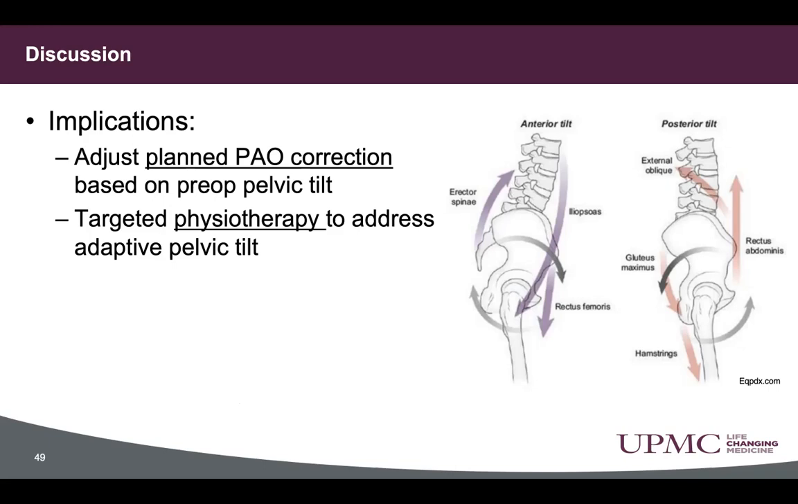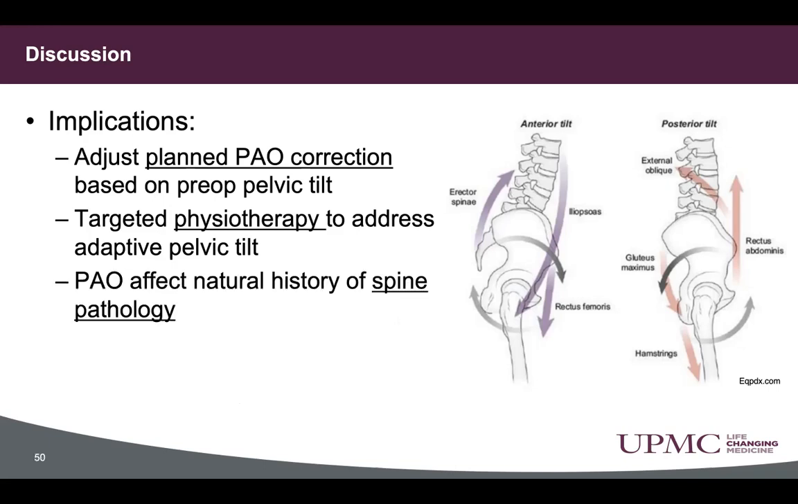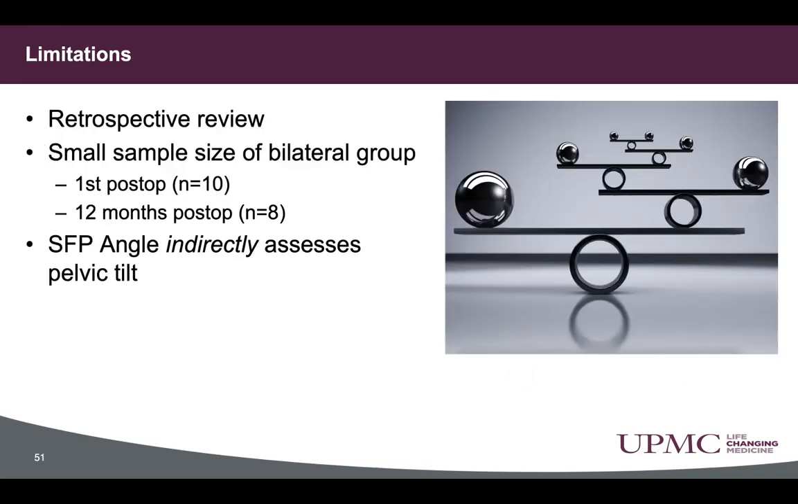Furthermore, if patients have maladaptive changes in their pelvic tilt, then they may respond to targeted physiotherapy to address these changes. Finally, if patients are changing their spinal pelvic alignment and putting more loads through their lumbar spine, then the PAO may affect the natural history of spine pathology that these patients would develop years later. Limitations of this study include that it's a retrospective review. There's a small sample size, particularly in the bilateral group, with 10 patients at the first postoperative mark and 8 patients at the 1-year mark. And SFP angle is an indirect measure of pelvic tilt. These patients did not undergo lateral lumbar spine x-rays to directly measure pelvic tilt.